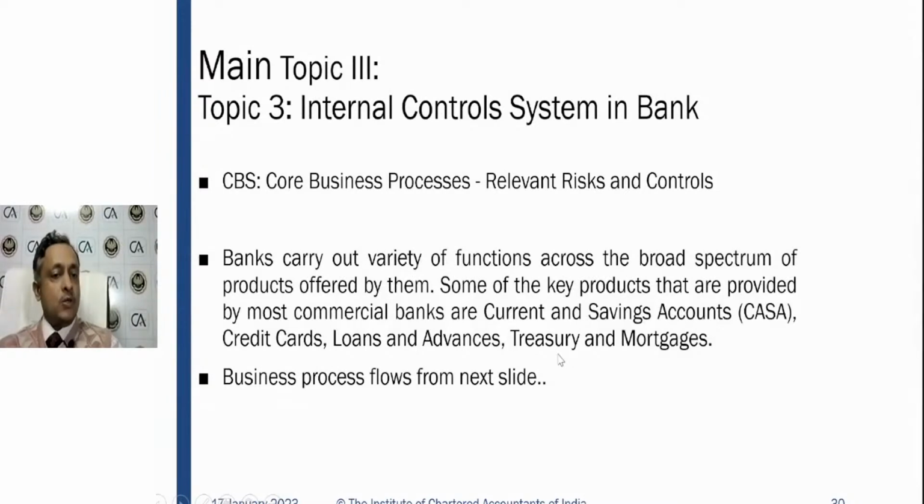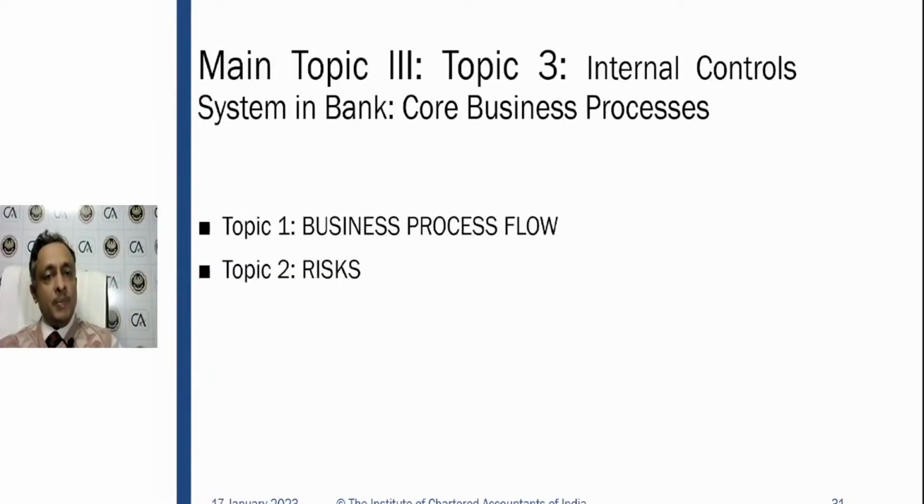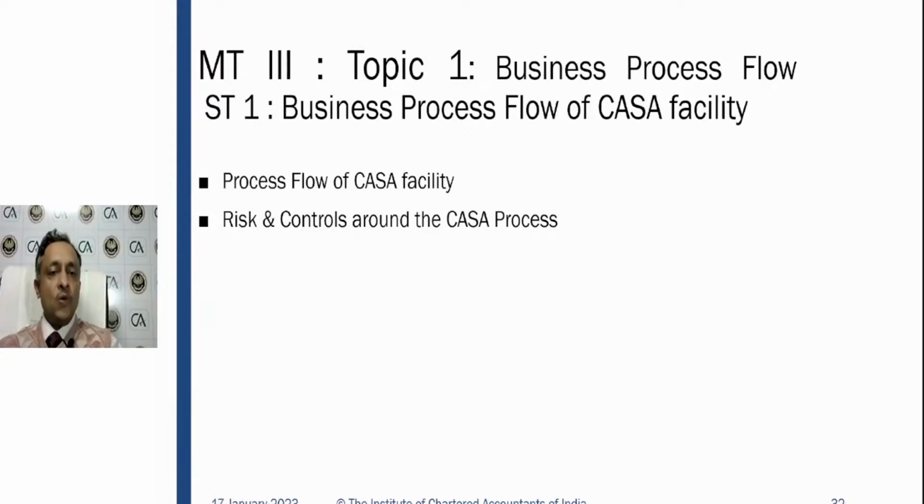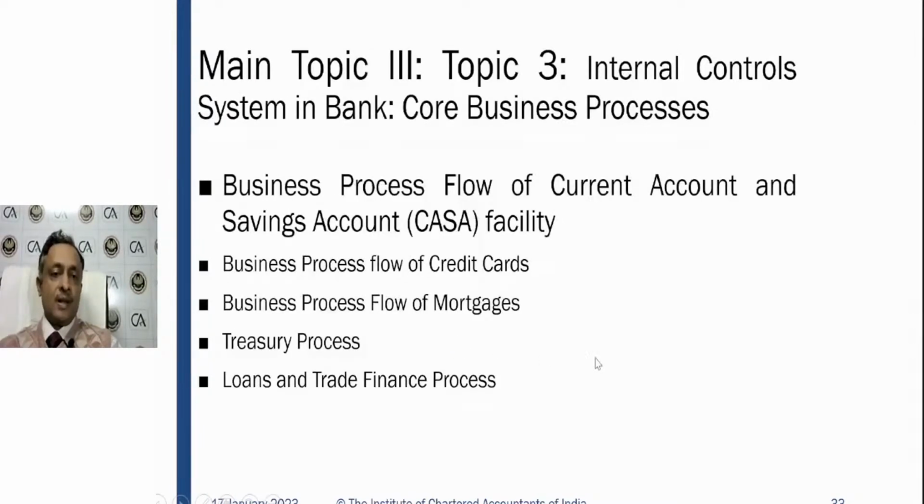This is the topic we wish to take. The core business process, relevant risk and controls. So banks carry out variety of functions, including current account, saving account, credit card, loan. So business process flows and their risk and controls. So first will be business process flow and the related risk. Business process flow for current account, saving account, risk and controls around current account and saving account. The business process flow for current account, saving account, the first. So these topics we are going to talk about. Lot of discussion has to be there.